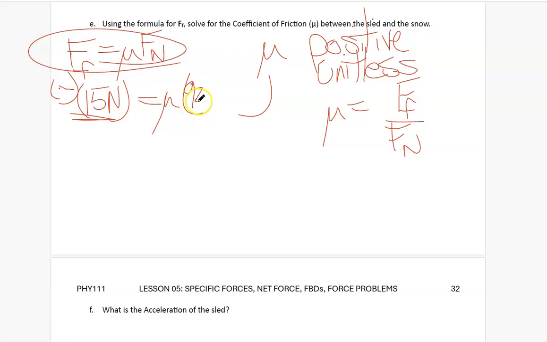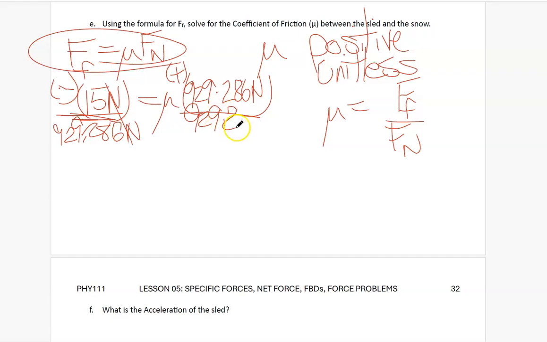So our frictional force equals mu times our normal force that we literally just calculated. That's 929.286 newtons. And yes, we know it's in a positive direction, but we're not going to worry about that right now. And if you divide both sides by this 929.286 newtons, the newtons cancel, and on the right side the whole number cancels because it's the same exact number, so we get rid of that. So that means mu is equal to this ratio right here.